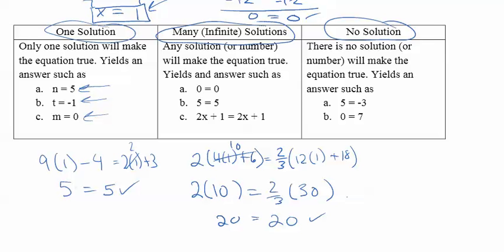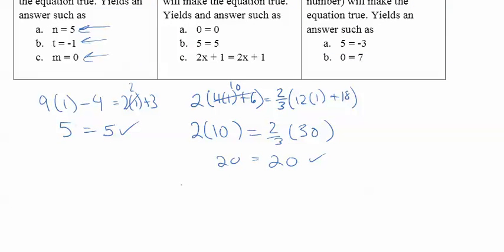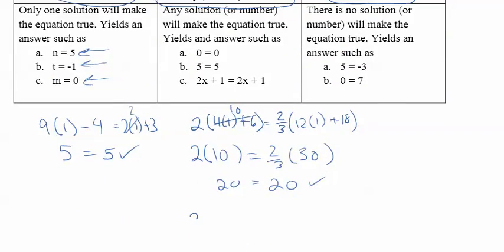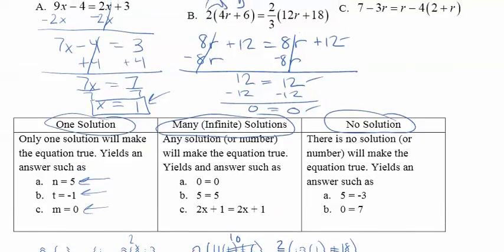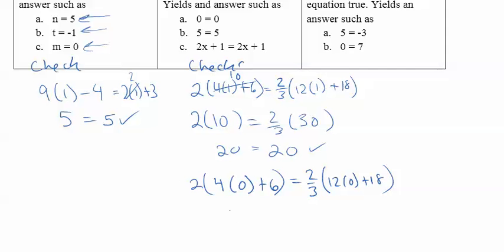Now let's try another random number. Okay, so I know that 1 works. Let's try maybe 0 or -1. I'm going to try 0 because that's easy, right? So 2 times 4 times 0 plus 6 is equal to 2/3 times 12 times 0 plus 18. Okay, so these are just my checks. And this was a check over here. Okay, so I'm checking 2 different numbers just to show you that no matter what number I put in, it will work. And you can continue checking other numbers if you want.